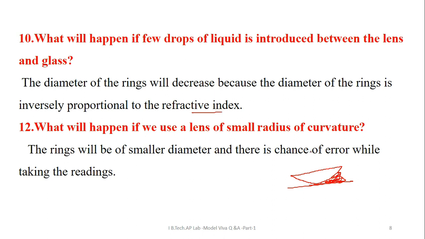So the rings will decrease. What will happen if we use a lens of small radius of curvature? Generally, whenever we use a lens in the Newton's rings experiment, the radius of curvature is very high. If we use a small diameter, then there is a chance of error while taking the readings.